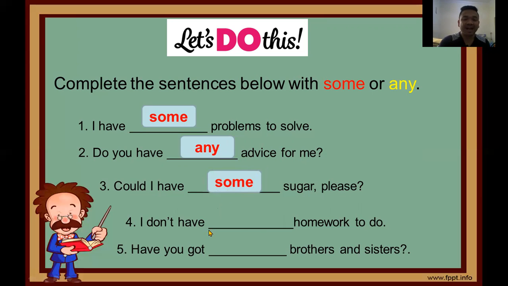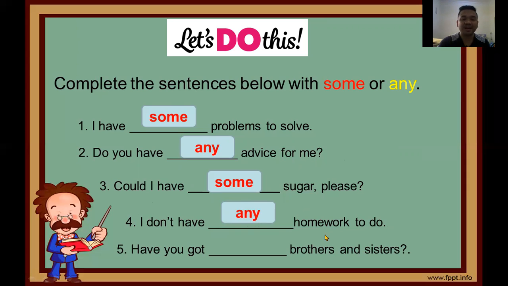Number four, I don't have blank homework to do. I'll give you 5 seconds to respond. Is it some or any? Great job. I don't have any homework to do. Why any? Simply because we have don't here. It's negative. So I don't have any homework to do.